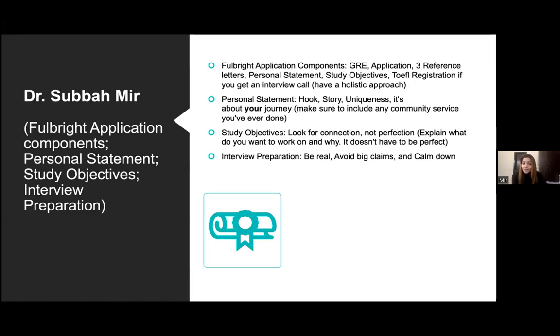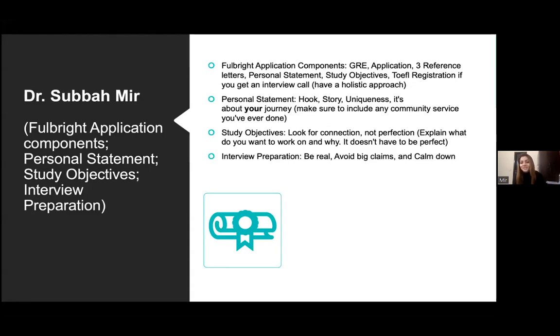Interview preparation, be real, avoid big claims. A lot of times we are nervous and we end up saying big things and making big claims, so don't do that. Another tip is that they make us write an essay when we are waiting for the interview. In my experience, they use that essay to check your writing skills, in contrast to your applications. So I think it's not going to be a disclosure.